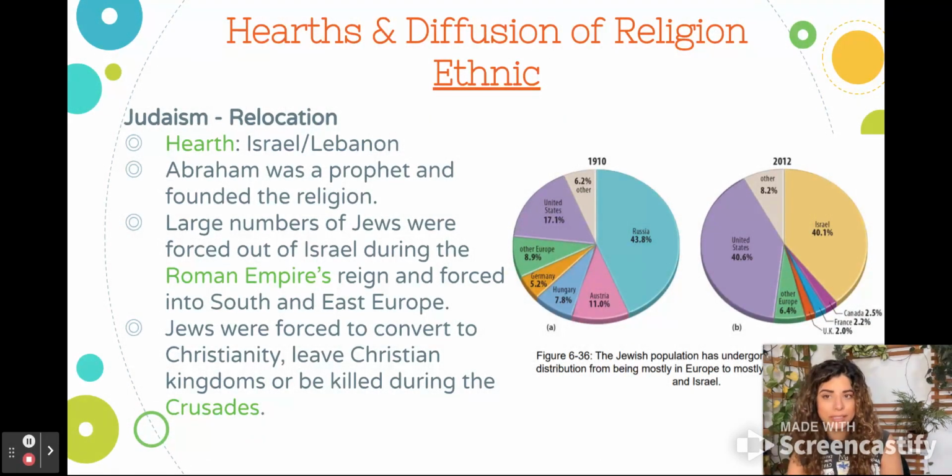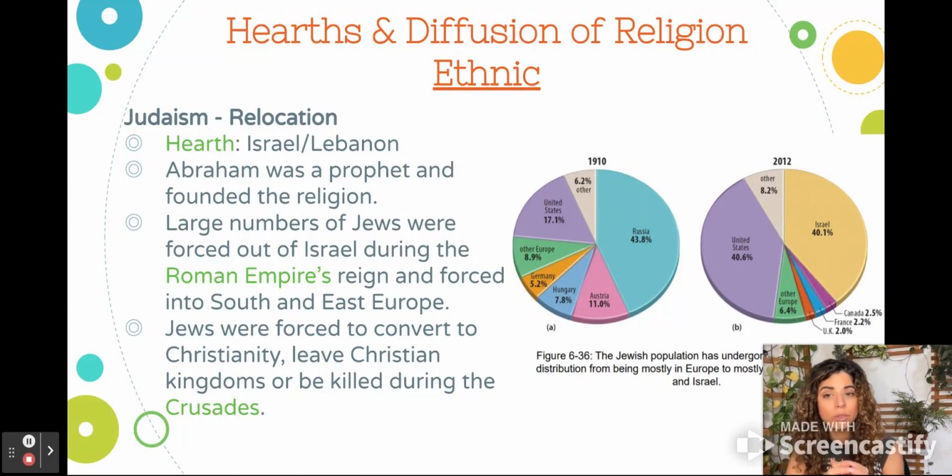Then Judaism. This is an example of an ethnic religion. So of the main religions, this one is the one that would be considered an ethnic religion. They are not actively seeking people to join their religion. So for relocation diffusion, here we have the hearth, which is generally the Israel, Lebanon region. Abraham was a prophet and founded the religion. That's one of the main tenets of this religion.